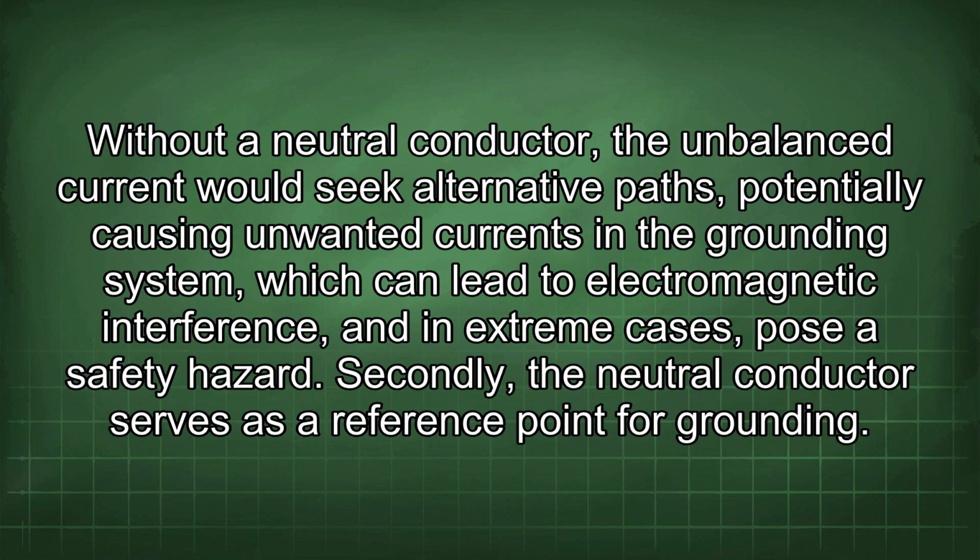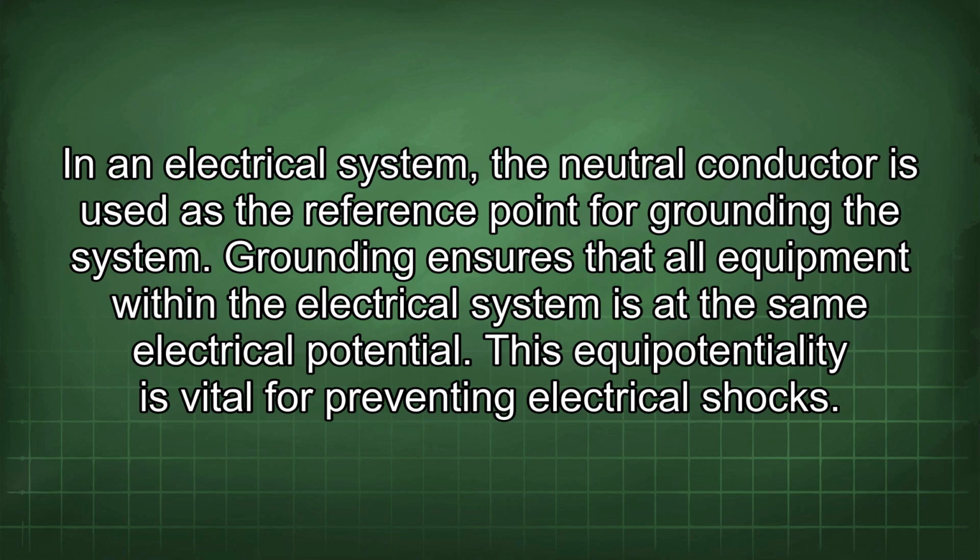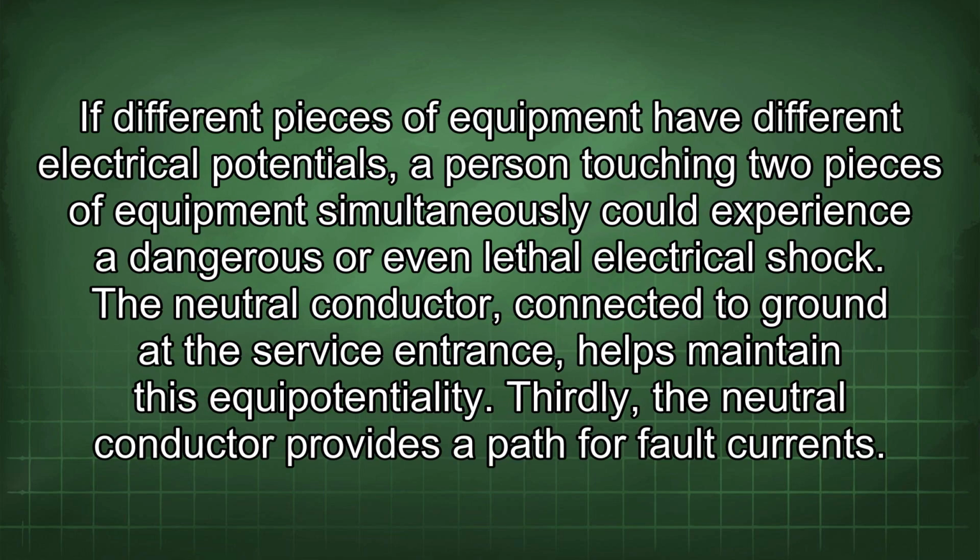Secondly, the neutral conductor serves as a reference point for grounding. In an electrical system, the neutral conductor is used as the reference point for grounding the system. Grounding ensures that all equipment within the electrical system is at the same electrical potential. This equipotentiality is vital for preventing electrical shocks. If different pieces of equipment have different electrical potentials, a person touching two pieces of equipment simultaneously could experience a dangerous or even lethal electrical shock. The neutral conductor connected to ground at the service entrance helps maintain this equipotentiality.